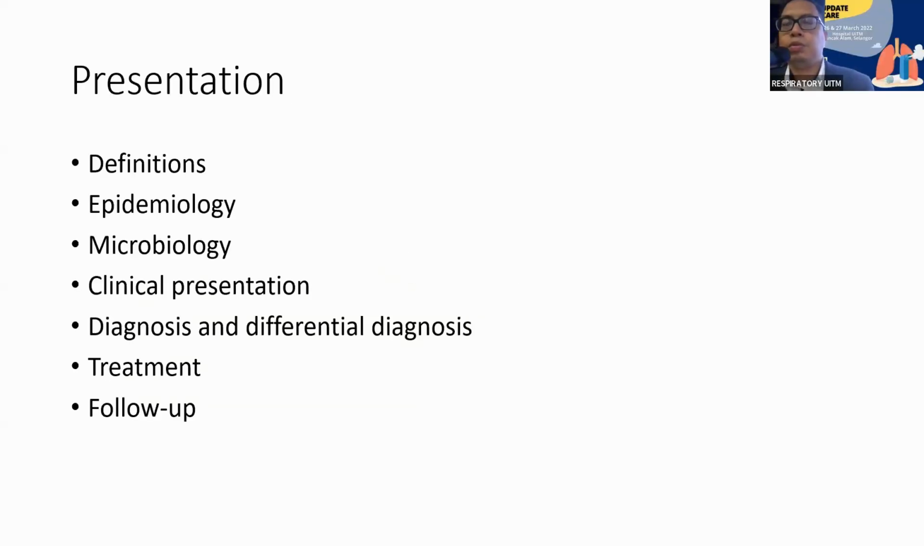About the definition of community-acquired pneumonia, the epidemiology of this disease, particularly in Malaysia. What is the microbiology, and how does understanding of this microbiology give us an approach to antibiotics in dealing with community-acquired pneumonia? How do we diagnose community-acquired pneumonia, as well as the differential diagnosis? Before that, the common presentation of community-acquired pneumonia. Once we make the diagnosis, what are the treatment as well as the follow-up plan.